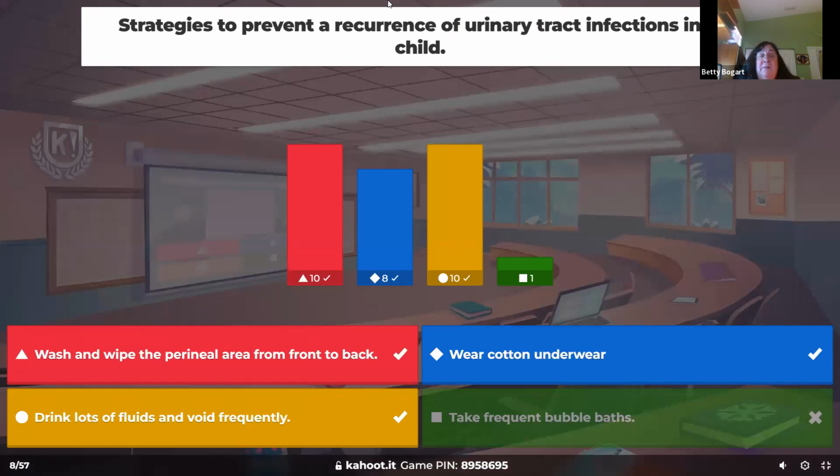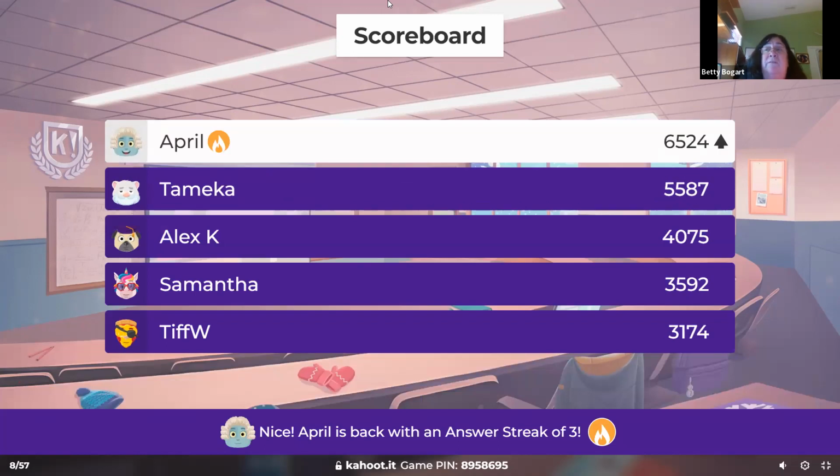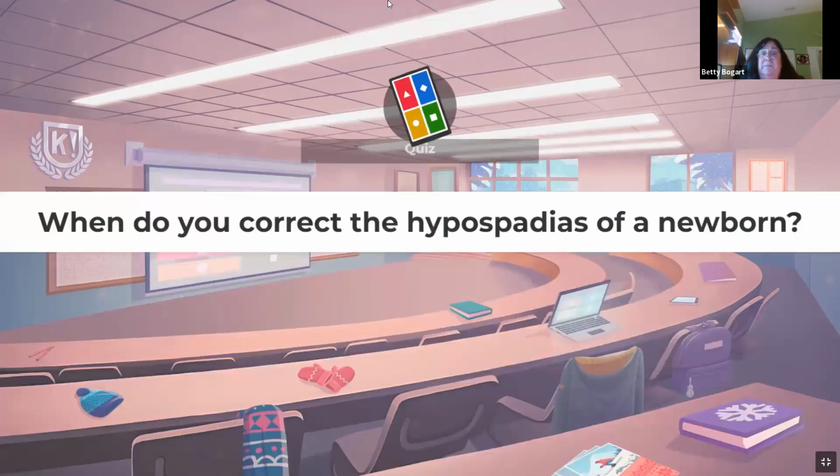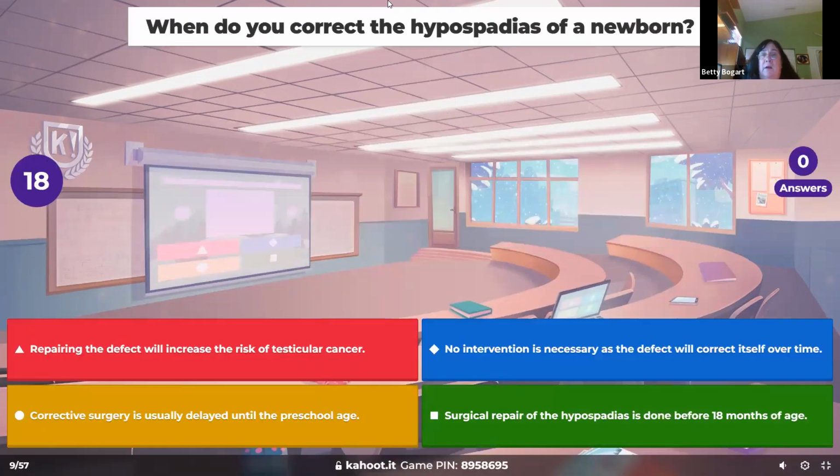So wipe front to back, increase fluids, make sure they're urinating, cotton underwear, and no bubble baths. I mean, if they want that one, maybe if they'll pee after they get out, right? But I wouldn't do that if they've had frequent urinary tract infections. Protect those kidneys. When do you correct the hypospadias of a newborn?